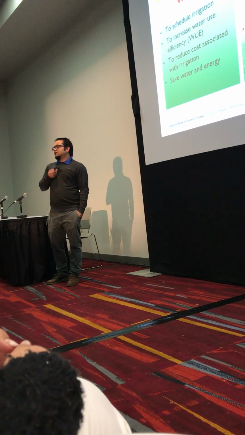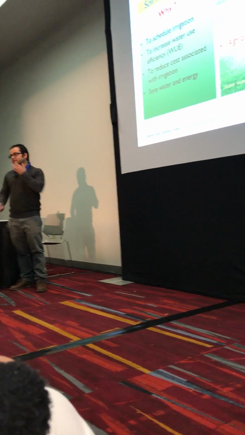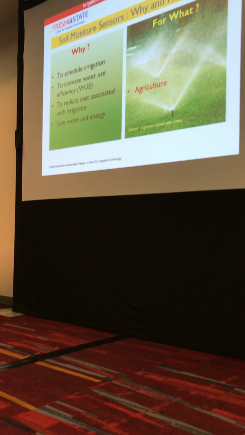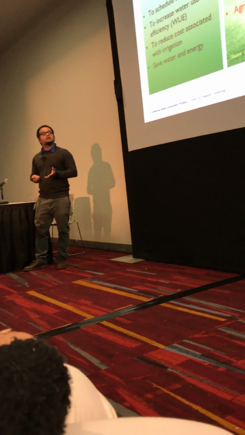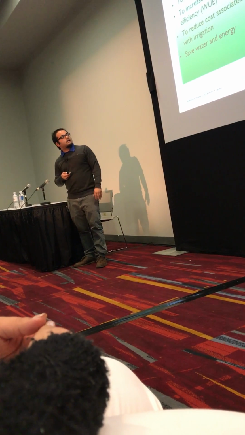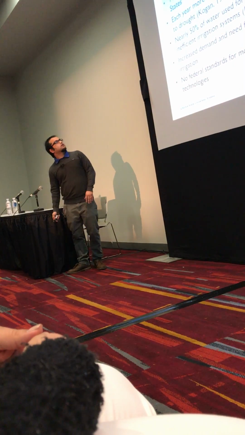So why do we care about soil moisture sensors? We care because they help us schedule our irrigation efficiently and save water, and they can simultaneously reduce the cost of irrigation and save water and energy. We can use this for agriculture as well as for landscape irrigation. Our whole focus is on landscape irrigation.